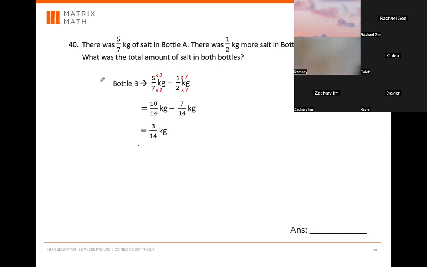The question asks for the total amount of salt in both bottles. So how do we find the total? The total will be bottle A plus bottle B. A is 5/7, B is 3/14. Same thing, change this to 14 here. So you have 10/14 plus 3/14, which gives you 13/14 kg. So the total amount of salt in both bottles will be 13/14 kg. Always double check, is it in the simplest form? Is it a mixed number?